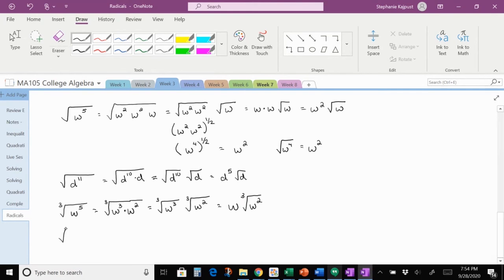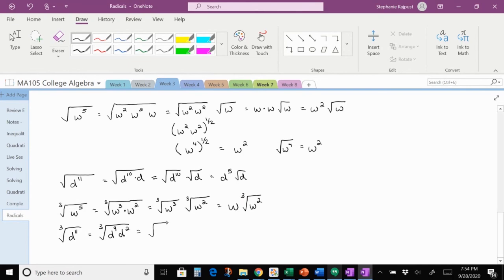So if we have something like, instead of the square root of w to the 11th, the cubed root of w to the 11th, I want to group it as things I can divide by 3. And I ideally want to group it as the largest part that you can. So in this case, I would do w to the 9th, and then that gives me 2 more left over to get to 11. So you could rewrite it as cubed root of w to the 9th times w squared.